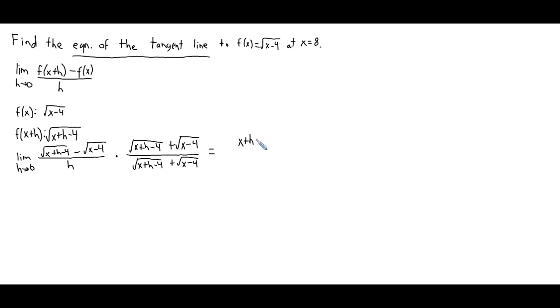When we multiply that through, we get x plus h minus 4 minus, in parentheses, x minus 4. Don't forget those parentheses. Those will burn you. And now with rationalization, we do not simplify the denominator. We keep going and simplify this one more time, and we get x plus h minus 4 minus x plus 4, all divided by h times the square root of x plus h minus 4 plus the square root of x minus 4.